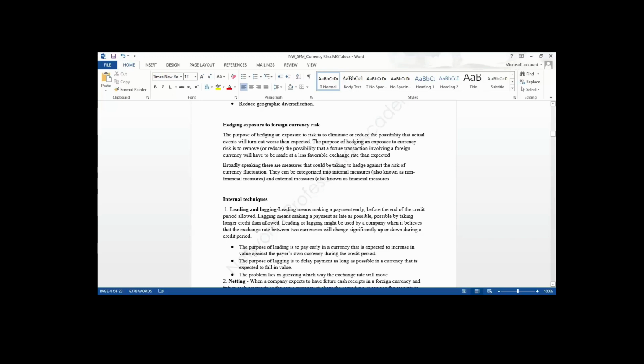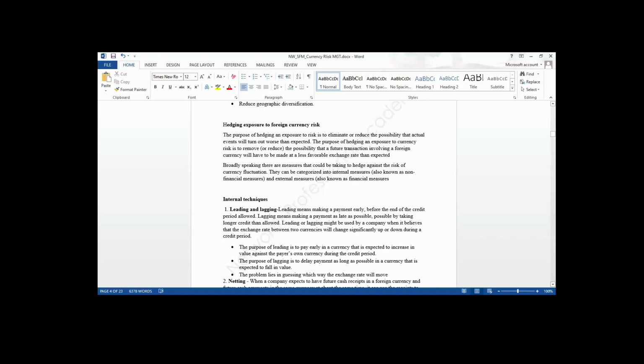While lagging is to delay payments. If you expect that a currency will fall in value, I can delay my payments. Let the currency fall in value first, then I will pay later. The problem is, how do we identify when a currency will rise in value or fall in value? The truth is that those that operate in the foreign currency market can predict the movement of exchange rate.